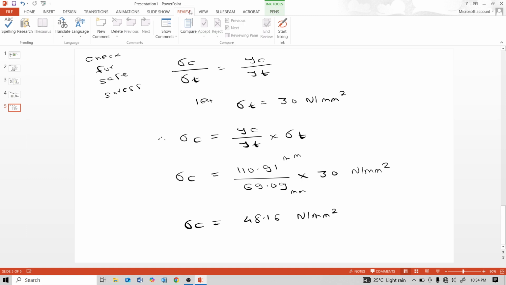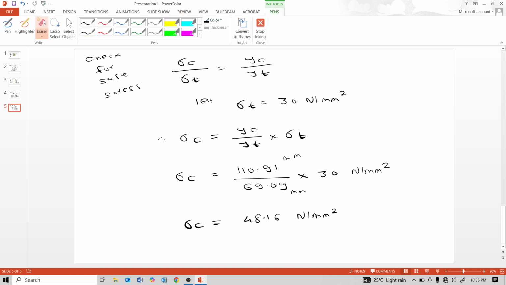And this 48.16 Newton per mm square value is less than the maximum sigma c value. The maximum sigma c value is 50 Newton per mm square. That means this check is safe. This is safe in stresses. This I section is safe in stresses, safe in sigma c and sigma t.